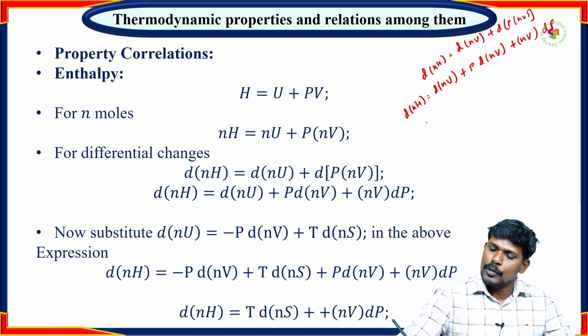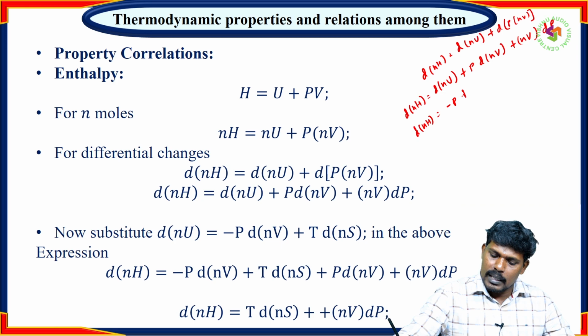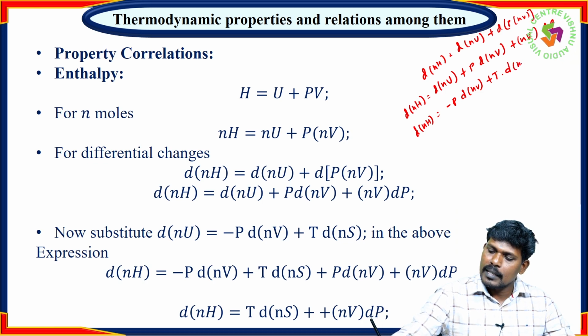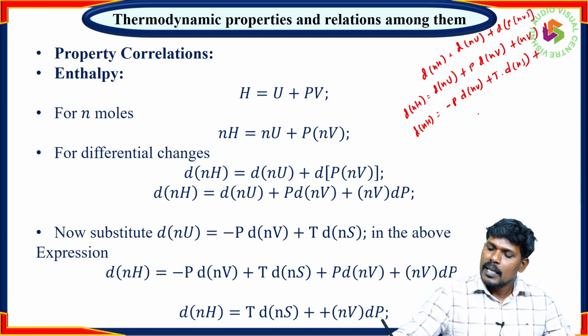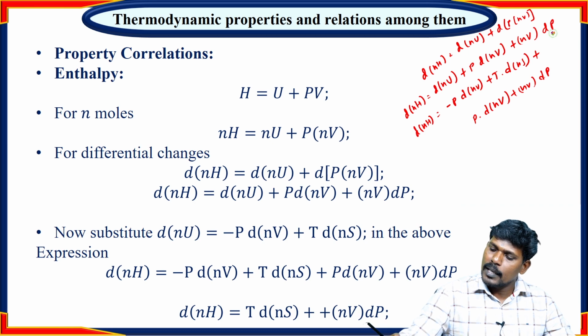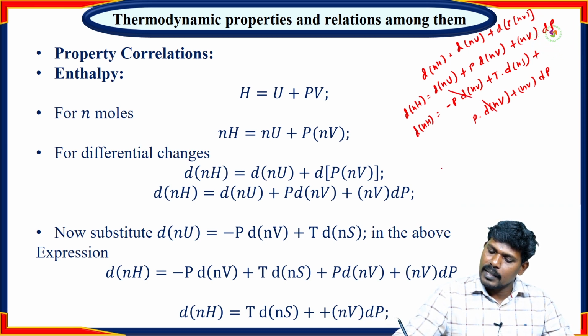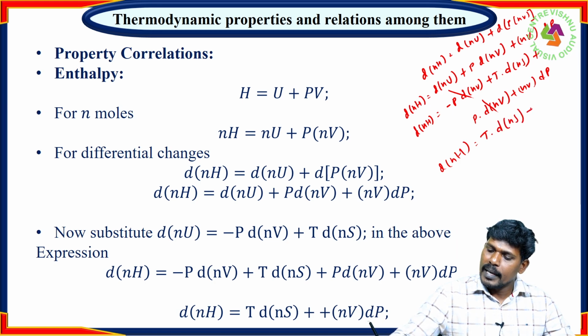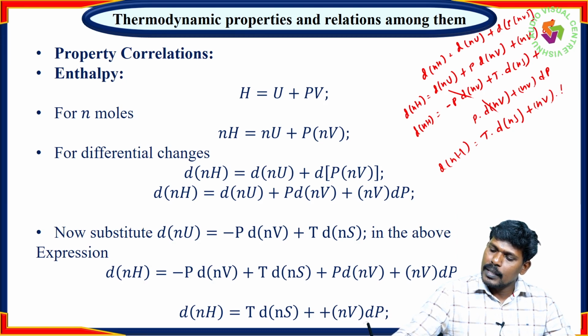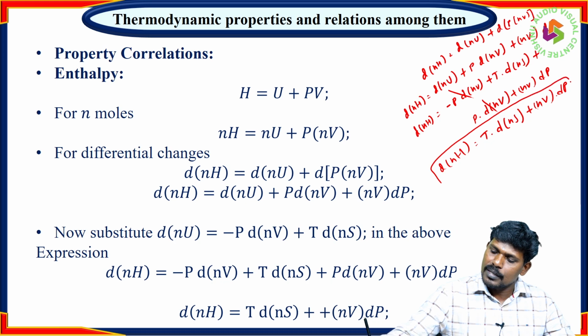Substitute dU. What is the dU formula? d of NH is equal to minus P into d of NV plus T into d of NS, plus P into d of NV plus NV into dP. So here both terms get cancelled. Finally we get d of NH is equal to T into d of NS plus NV into dP. So this is the property relation.